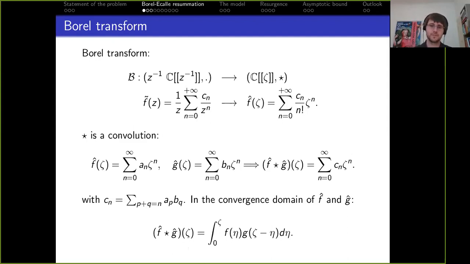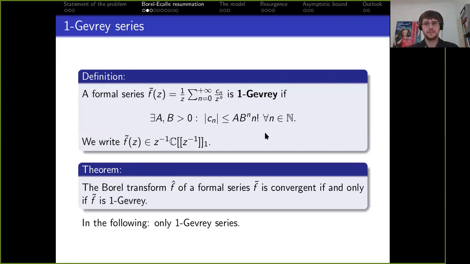So it's really a convolution product as we are used to it for functions, not only for formal series. I already pointed out that your Borel transform is convergent in the neighborhood of 0 if your initial formal series does not diverge too fast. To be a bit more precise, it has to not diverge faster than a geometric series times a factorial. And it's not a very hard theorem to see that the Borel transform converges in the neighborhood of 0 if and only if f tilde is 1-Gevrey, has this type of bound. In practice, I will only deal with 1-Gevrey series, and I will not in the following say that I assume that my series are 1-Gevrey.